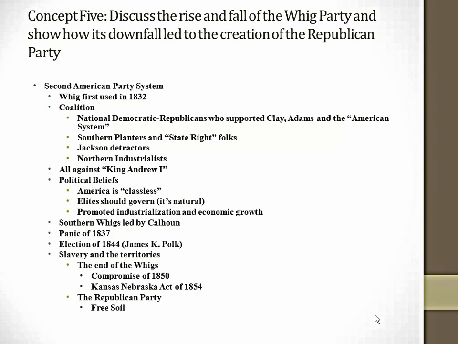Thus, Jackson's economic and political practices inspired opposition from all three sections of the country, giving the Whig Party a truly national character. The name Whig was chosen because it suggested that as the Whigs from the 1770s had stood up against King George III, so the Whigs of the 1830s were fighting for liberty against King Andrew I, meaning Andrew Jackson, of course.